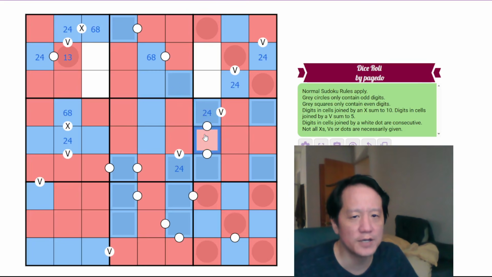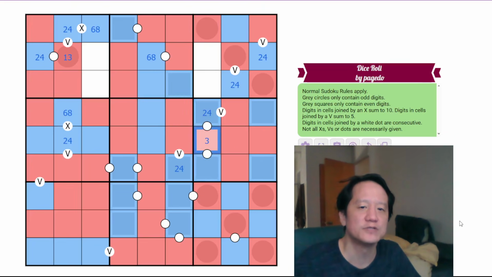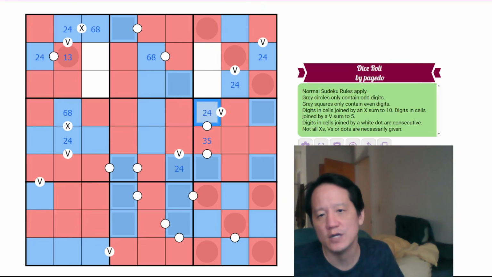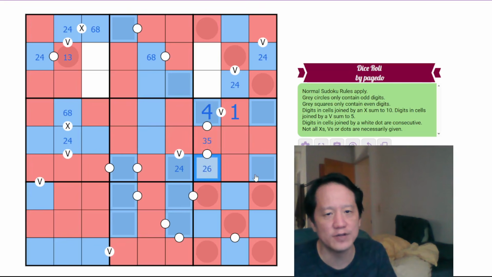This digit is consecutive with 2 or 4 and another digit, so it cannot be 1. So this has to be 3 or 5. If this were 2, this would have to be 3, but this would also have to be 3, so this cannot be 2. It must be 4, which makes this 1. So we have 4, 3, and possibly 2, or 4, 5, and 6 are possibilities there.